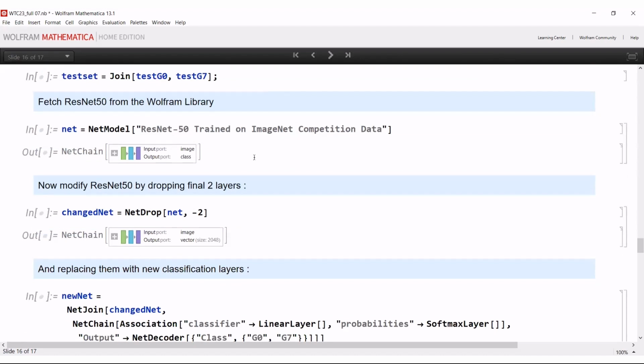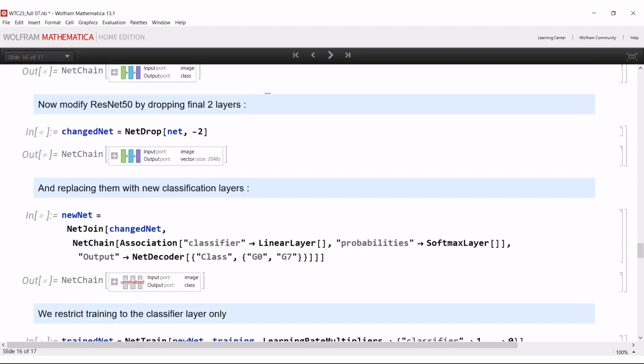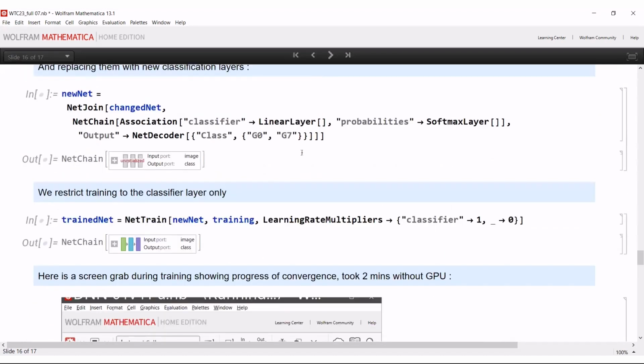So at this point, we can fetch ResNet 50 from the Wolfram library. That takes maybe a minute. We then modify the ResNet by dropping just the final two layers. And we're going to replace them with the new classification layers. So here's the new classes, just G0 and G7.